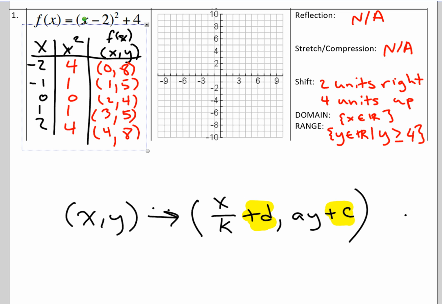So we do have this symmetrical shape again. You'll see it as I graph it. 0 goes with 8, 1, comma 5, 2, comma 4, 3 then goes with 5, so you can see the U shape, and 4 with 8. Once again, if we verify on the side, we don't have a reflection, we don't have a stretch or compression. The vertex moved 2 units to the right and 4 units up, and my range is correct. It's y is greater than or equal to 4.